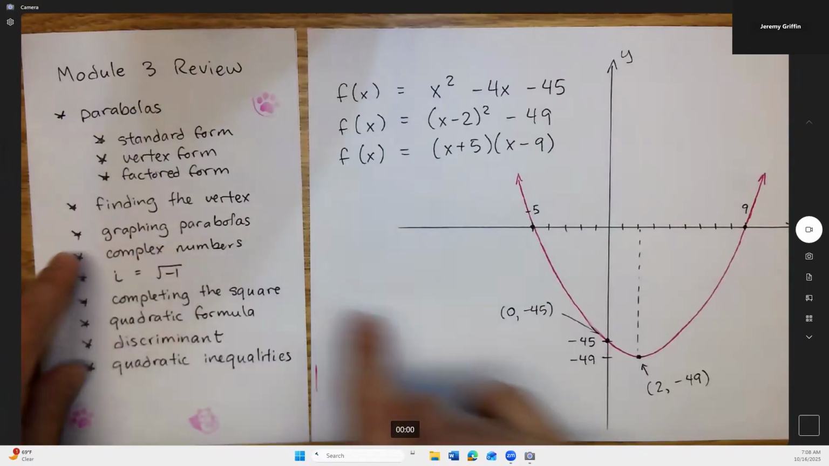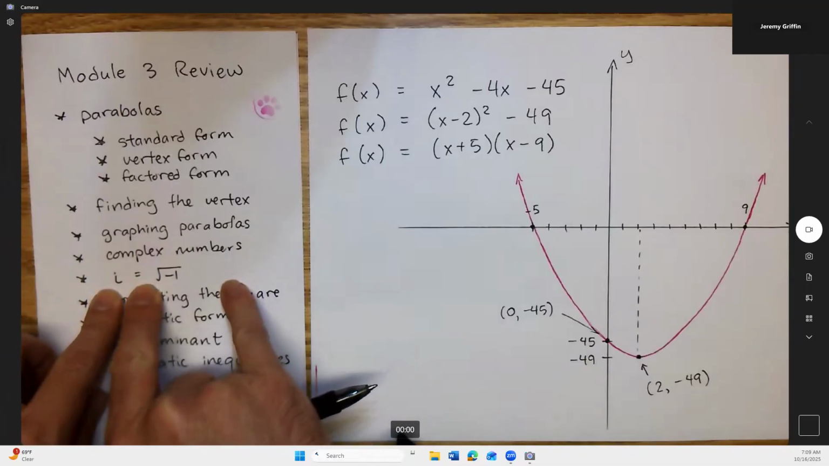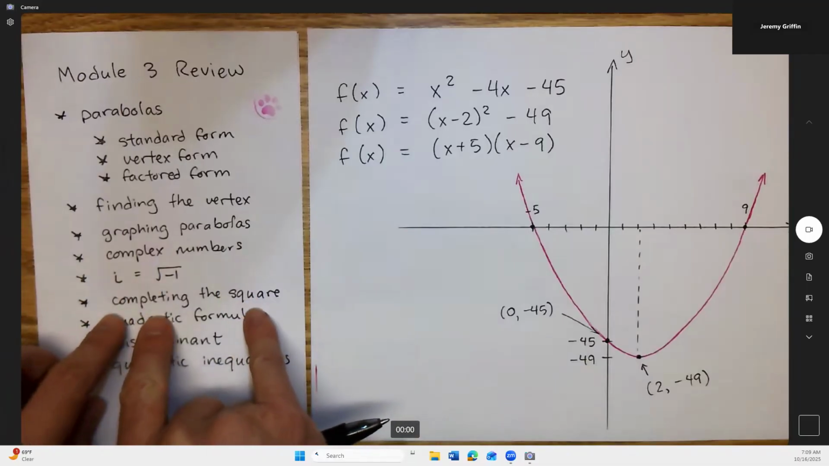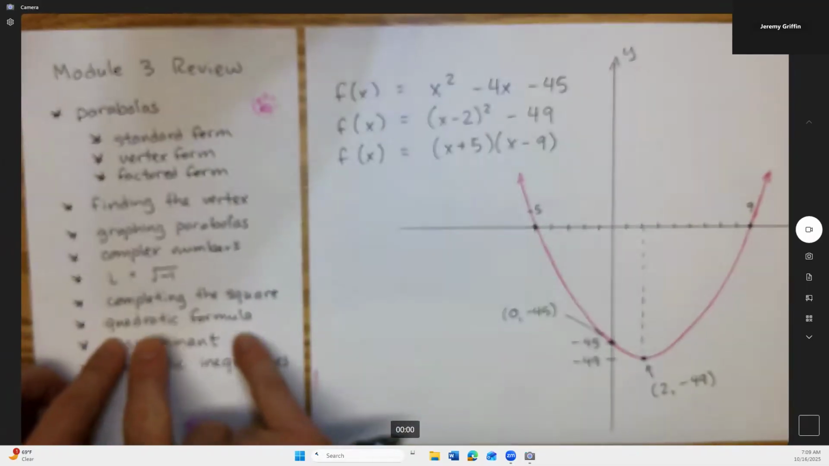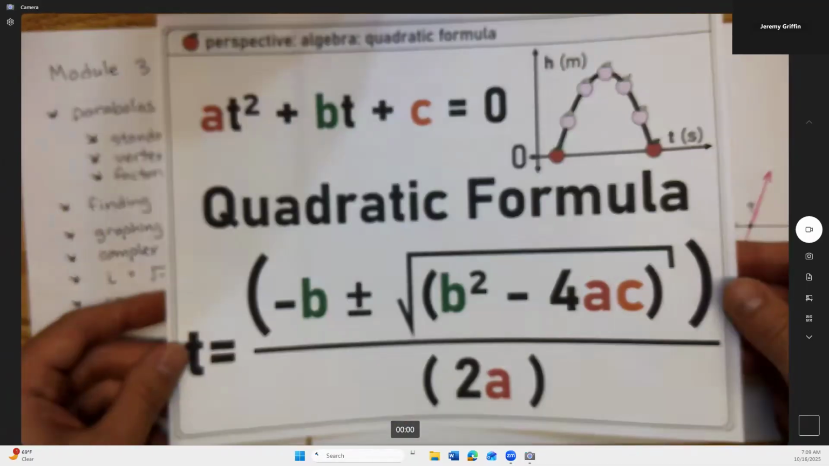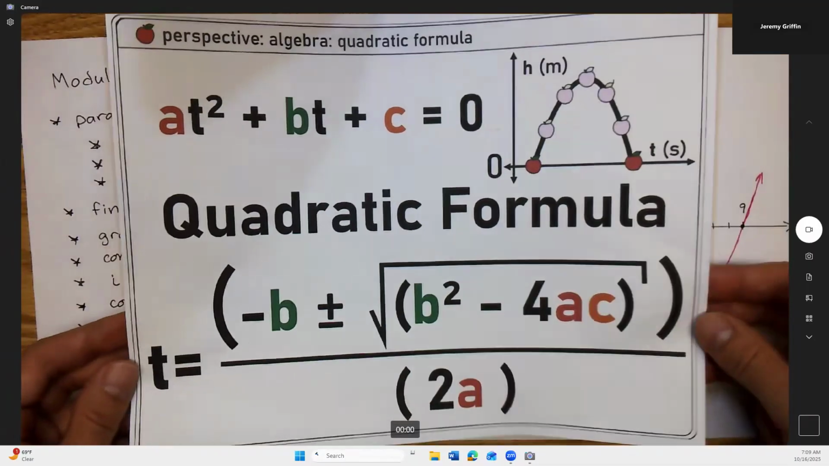How do you find the vertex? How do you graph parabolas? I'll do that with you here. Complex numbers showed up, like the imaginary square root of -1. I'll show you the process of completing the square, which helps you translate from here to here, so we'll do that. This quadratic formula, I will give to you. It's printed on your quiz, and also on this poster staying in my room anyway. So you will have this.